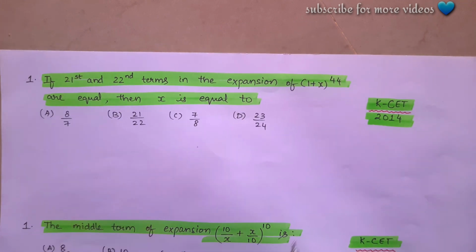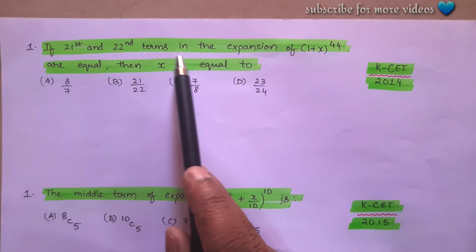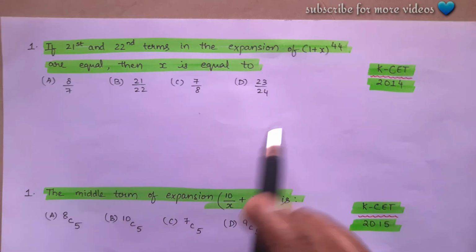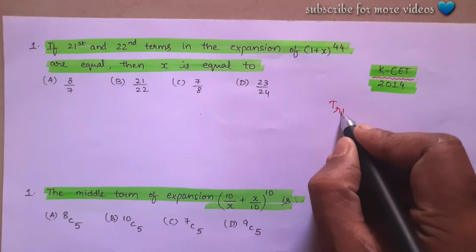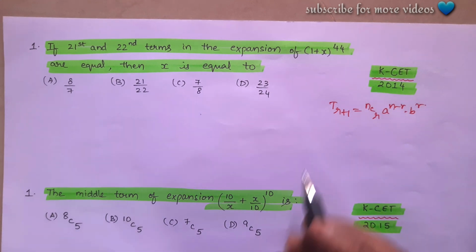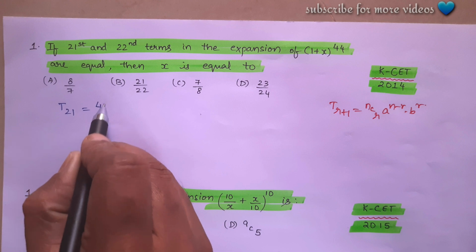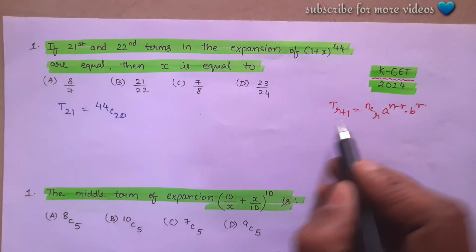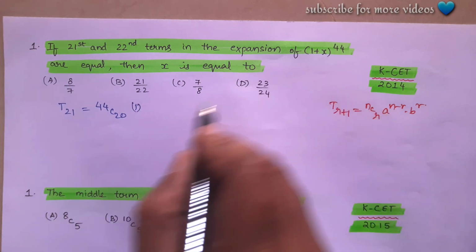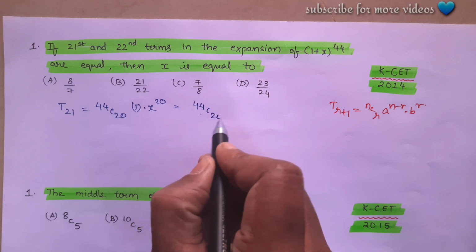So now starts with KCET 2014 question. If the 21st and 22nd terms in the expansion of (1 plus x) whole power 44 are equal, then x is equal to what? So first of all, to find the particular term, we have the formula T(r plus 1) is equal to nCr a power n minus r into b power r, right? So this is r plus 1. Similarly we need T21. T21 is nothing but 44C20, nothing but nCr with r plus 1; 21 we write as 20 plus 1. So 44C20, 1 power anything is 1 only, into x power 20. So this is nothing but 44C20 x power 20.